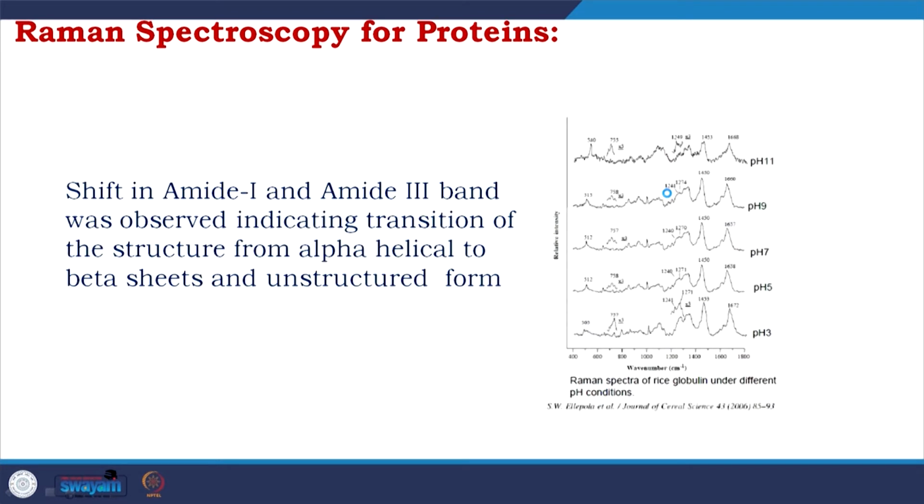Shift in amide-I and amide-II band was observed, indicating transition of the structure from alpha helical to beta sheets and to unstructured form. Here you could see Raman spectra of rice globulin under different pH conditions, how the characteristic spectra are shifting. Looking at that, we could talk about the content of the secondary structure.